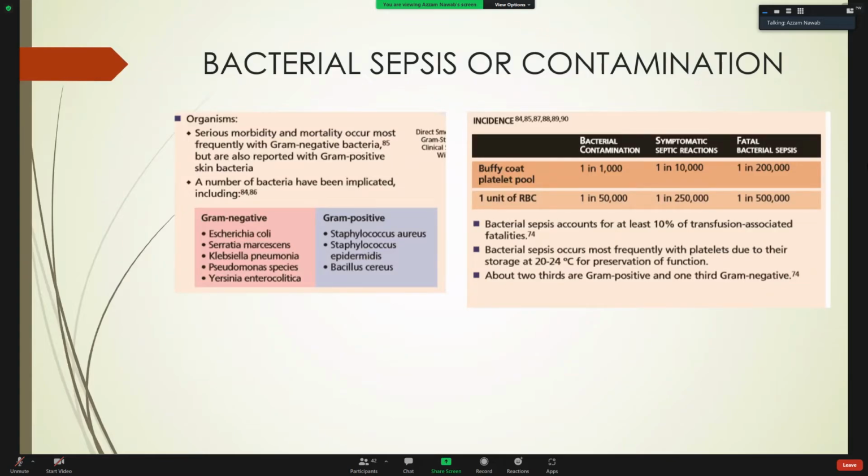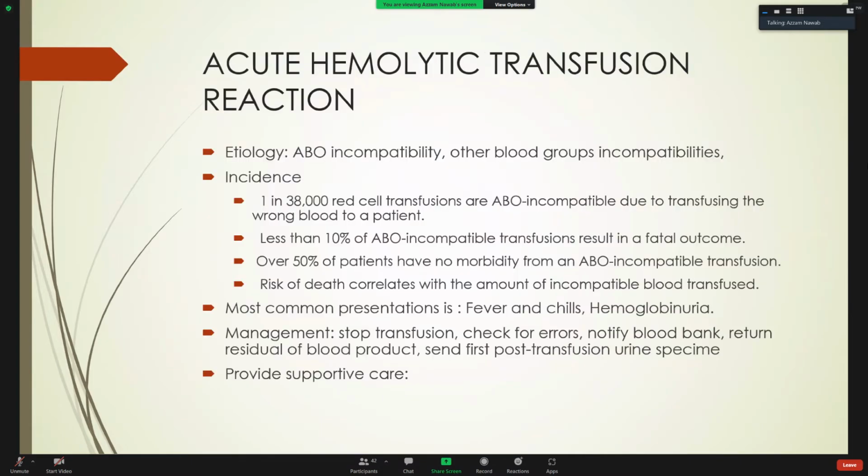For the platelet pool or apheresis platelet, the risk is almost 10 times more than RBCs. More than 10 times actually. 20 times more. Up to 50%, not 500 times. Bacterial sepsis accounts for at least 10% of transfusion fatalities and occurs more frequently due to their storage temperature, and about 2/3 are gram positive and 1/3 gram negative, which carries the most serious condition.